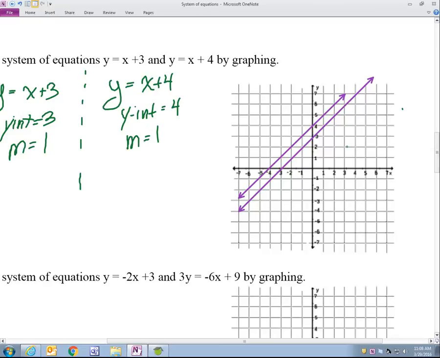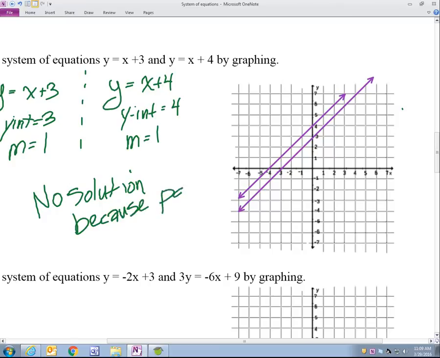So what is the solution to this? There is no solution because parallel lines never touch. And the solution to a system of equations is where they meet. That's their intersection point. That's the solution. If they never intersect, there's no solution. Okay? They do not intersect. So no solution. No solution because of parallel lines.